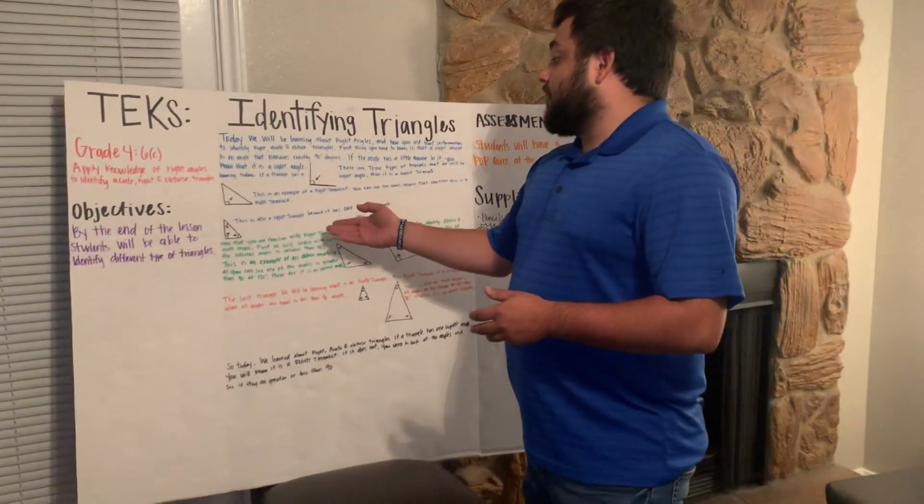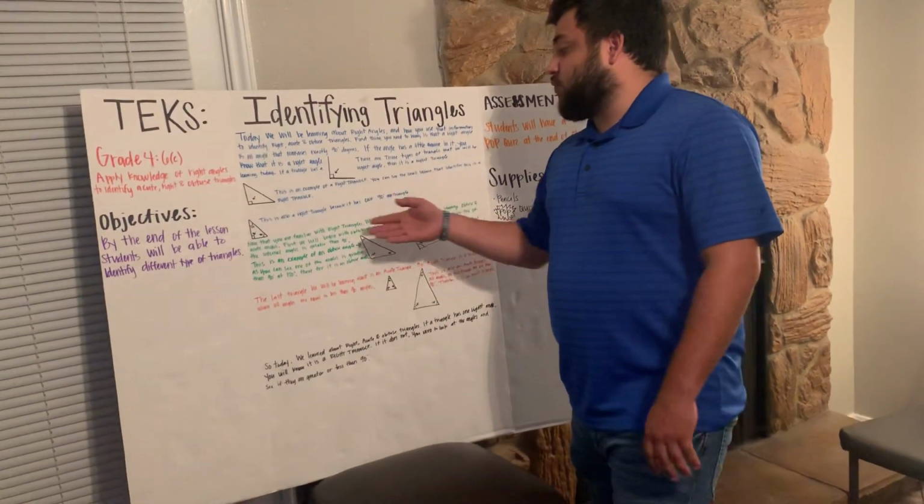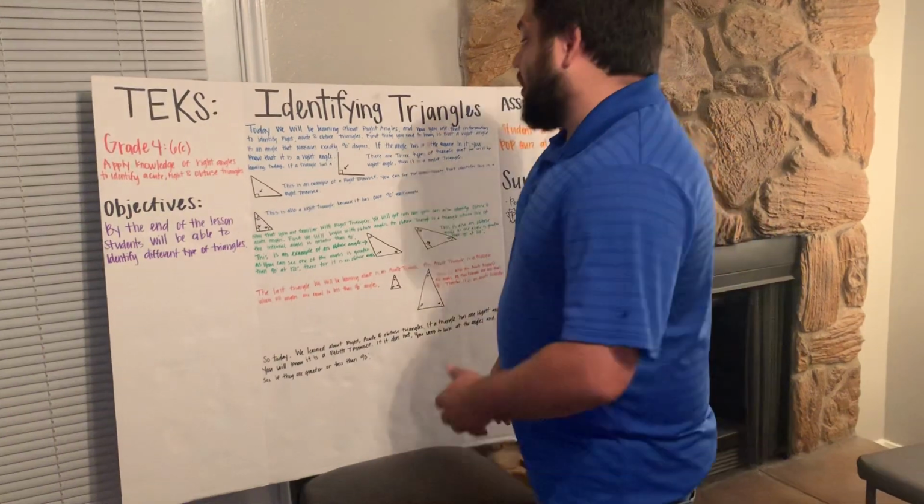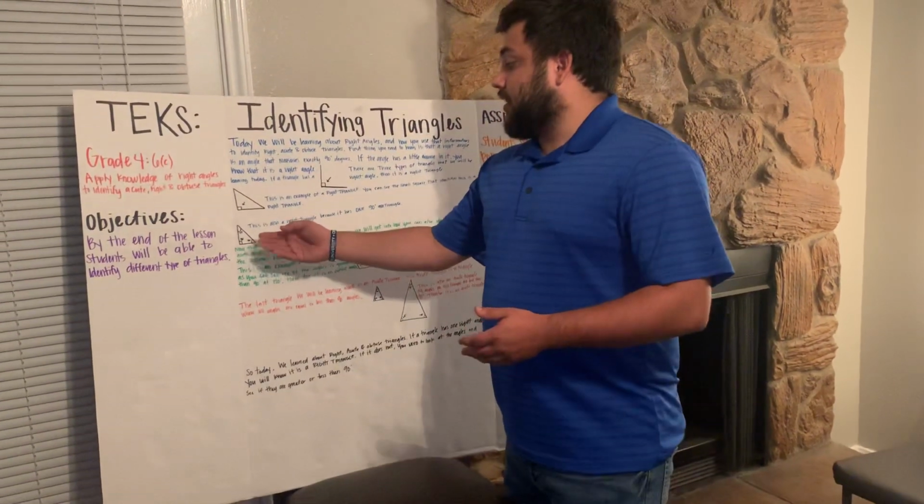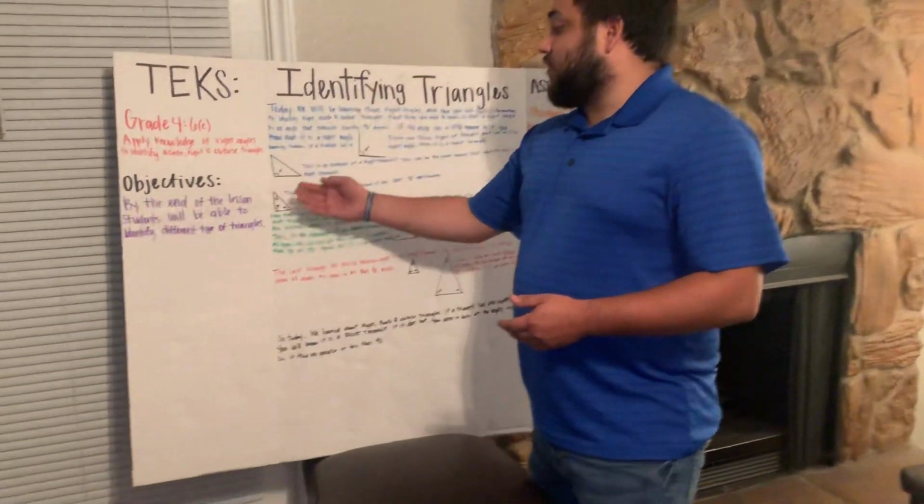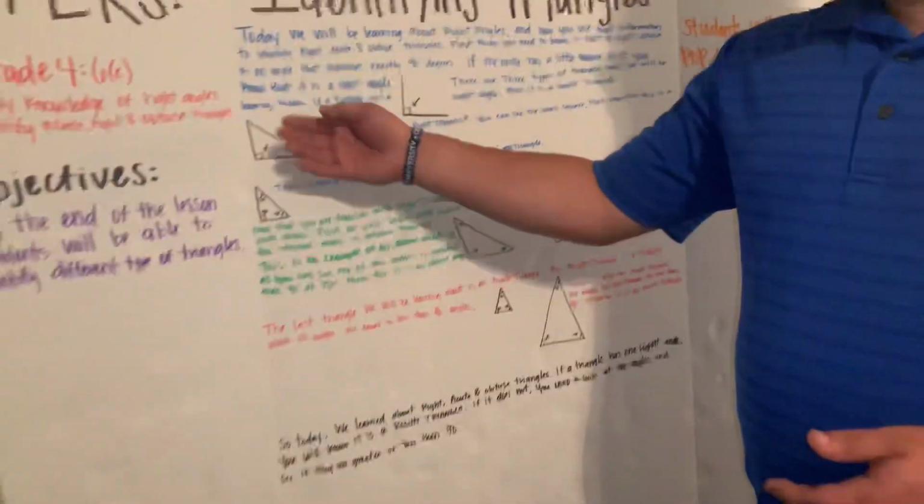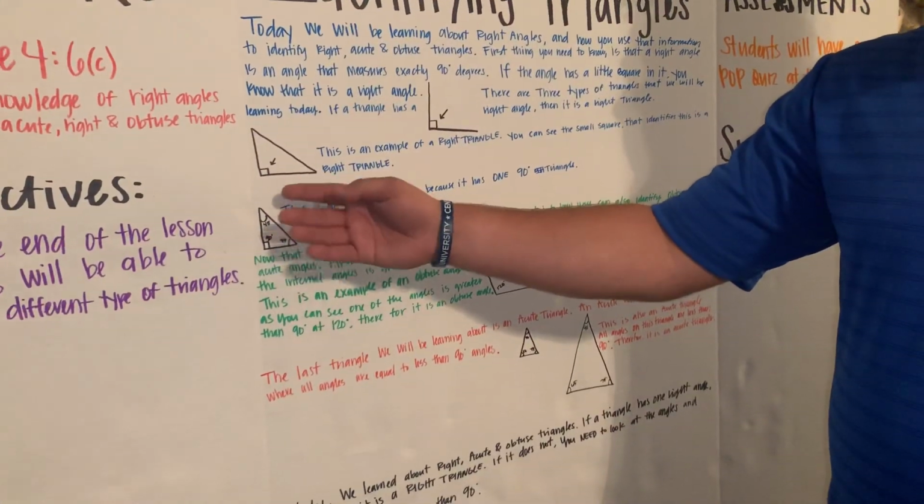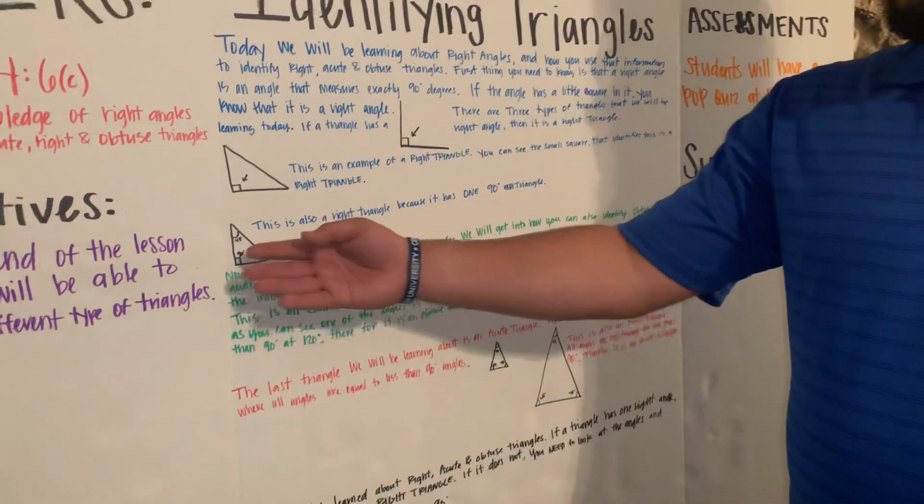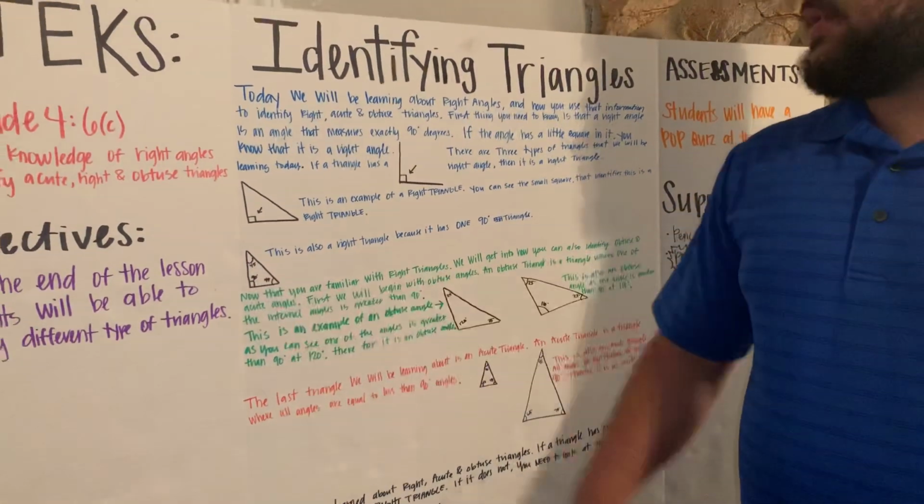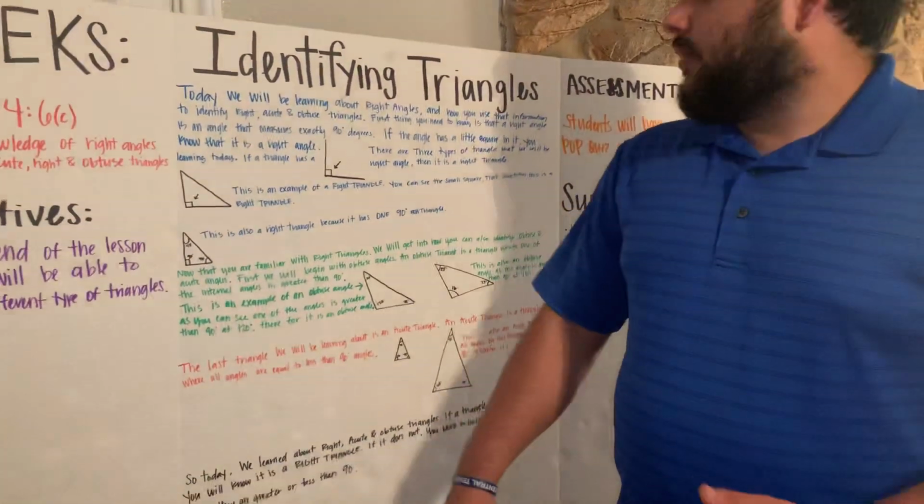This is also a right triangle because it has one 90-degree angle. This one actually gives us degrees of the other angles, and since one angle is 45 and the other one is 45, then this one would be 90. You also see the square, which lets you know that this is a right triangle.